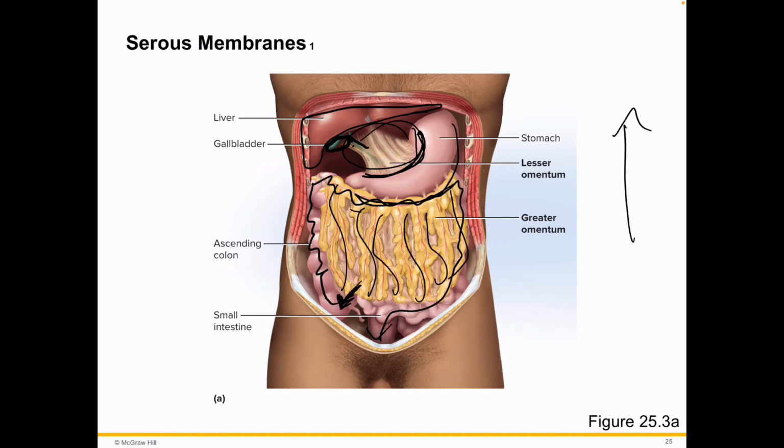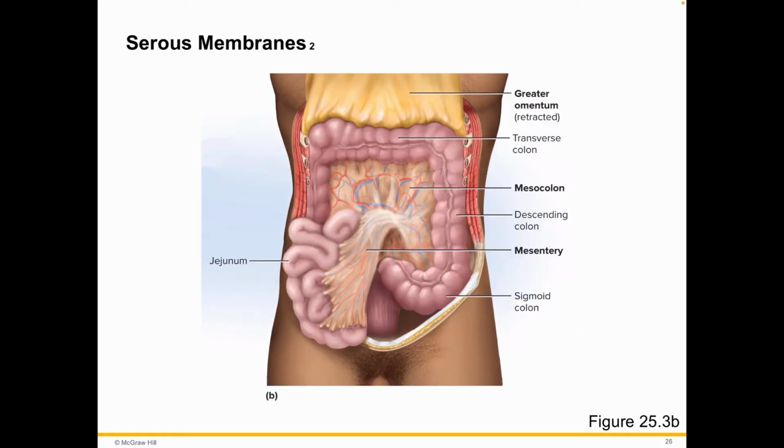Okay, so that's them. Think of the lesser omentum as being up higher, but it's also literally just smaller. There's just less of it, right? As well as the greater omentum, there's just a lot more of it. Okay, so now we've pulled back the anterior portion of this individual, and we're going to start looking at how things are held in place in the internal components. So this is in these serous membranes.